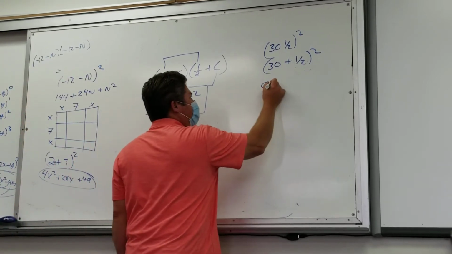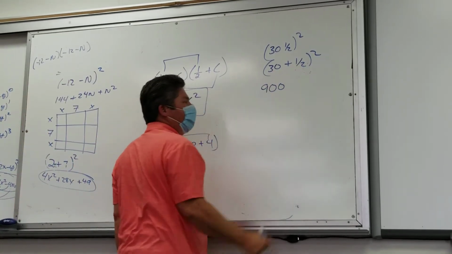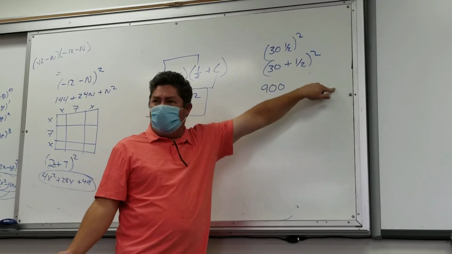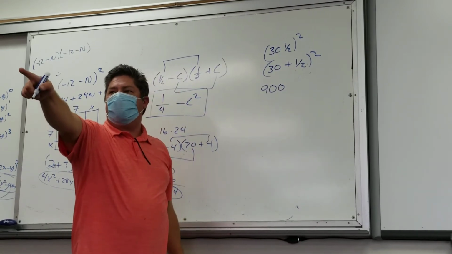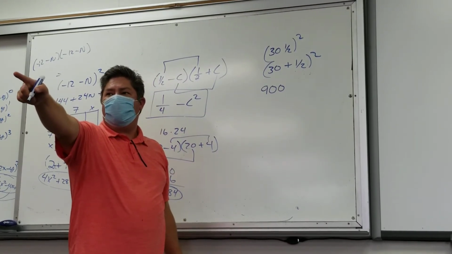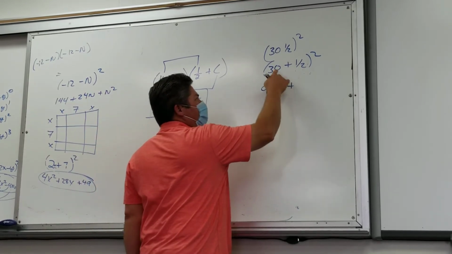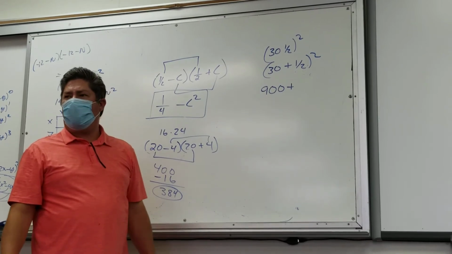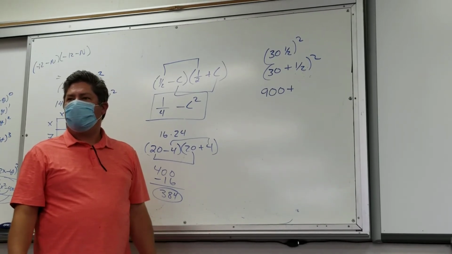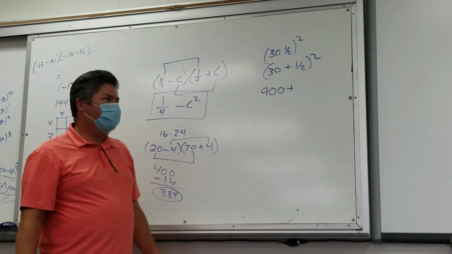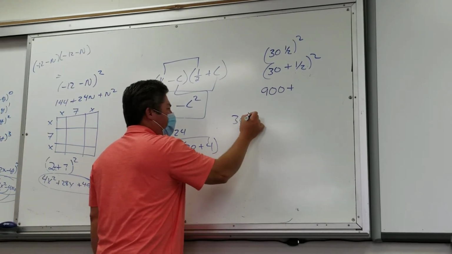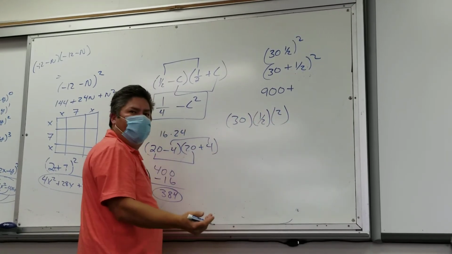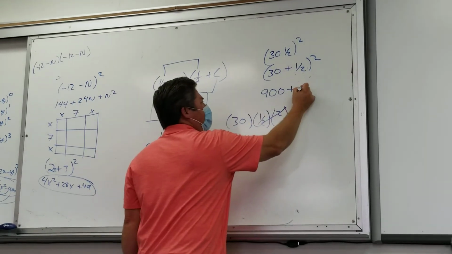900. First term times second term doubled. So 30 times a half is 30 halves, but then I double it. 30 times a half doubled is, think about it, 30 times a half times 2. What happens? Those go away. It's easy. It's 30.